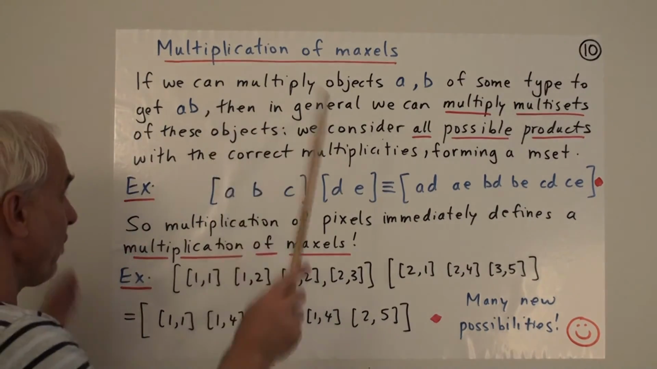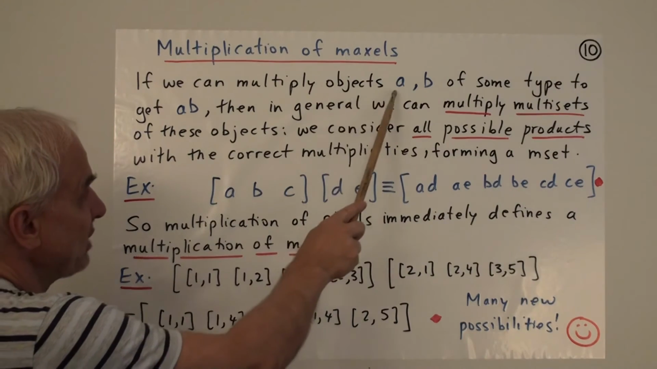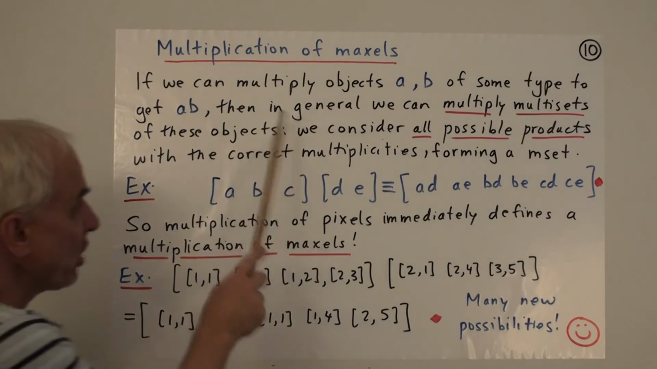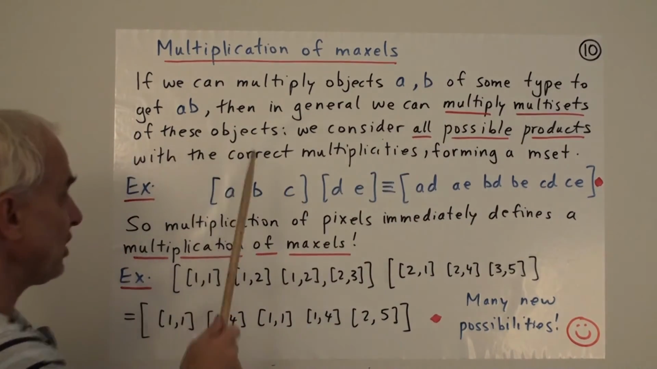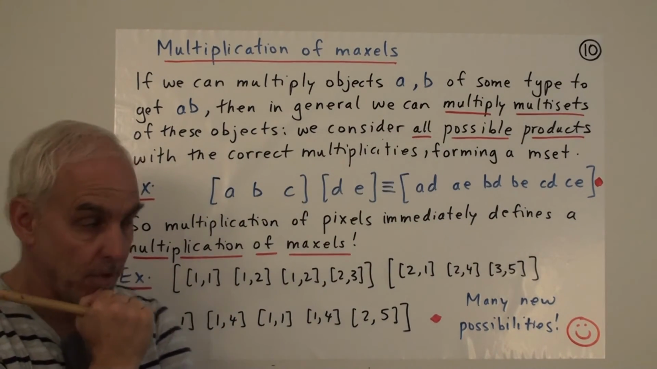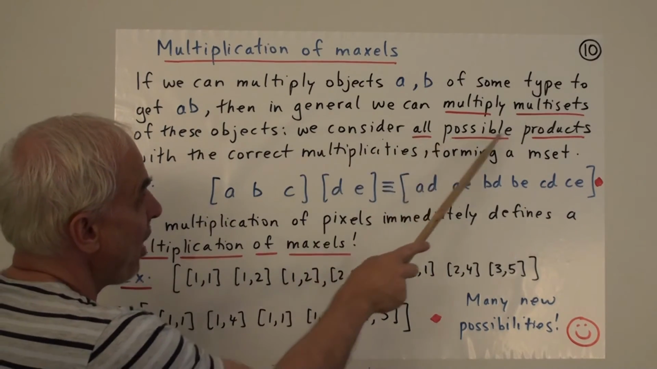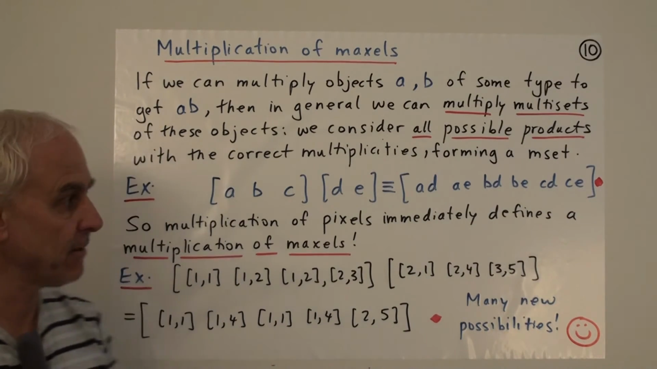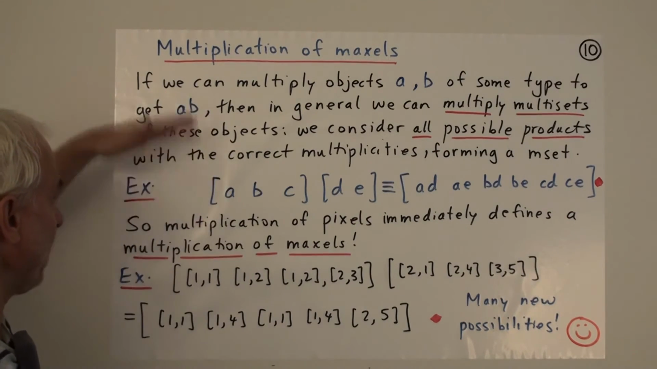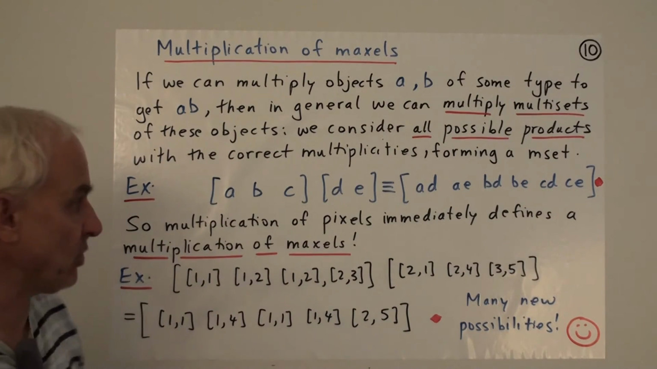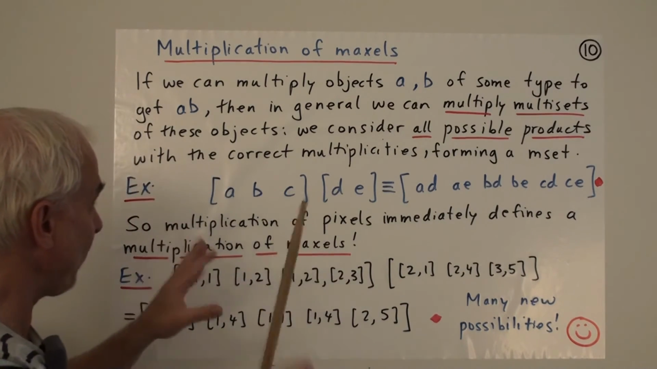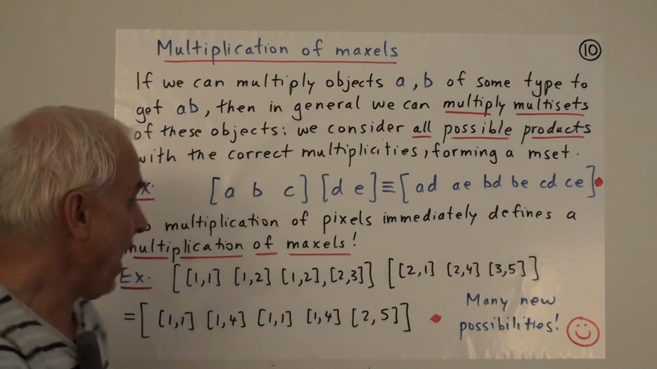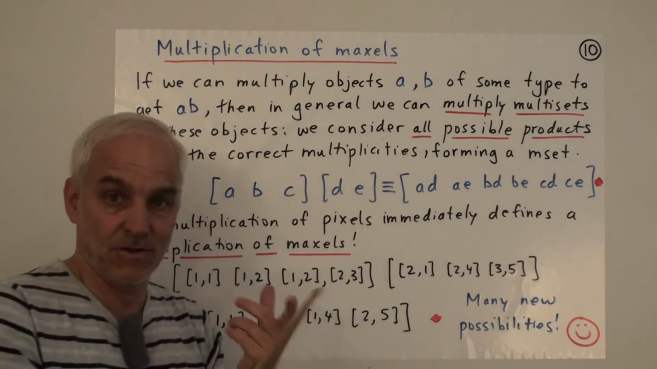So in a very general situation, if we can multiply objects A and B of some type to get, say, A times B, then in general we can multiply multisets of these objects. And we do that by considering all possible products with the correct multiplicities forming another multiset. So this is a very general statement that we're going to apply in a lot of different situations. We're going to agree that if we have some kinds of objects and we have a multiplication defined for them, and now we're considering multisets of those objects.